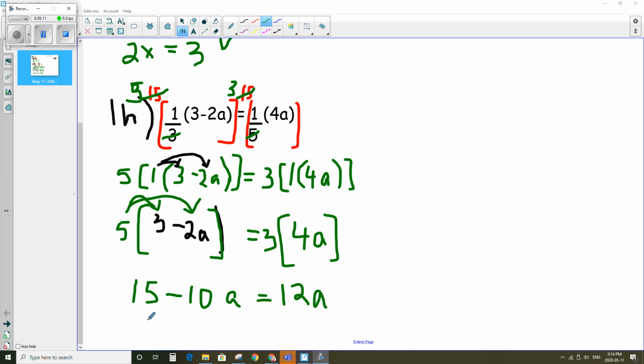I'm just looking at my solution sheet at the bottom there. Yep, it matches. Again, this is not solving, right? This is just getting rid of the denominators at the bottom, getting rid of the fractions. If you were going to solve, then you'd have to move the 12a over to this side, the 15 on to the other side, and go from there.